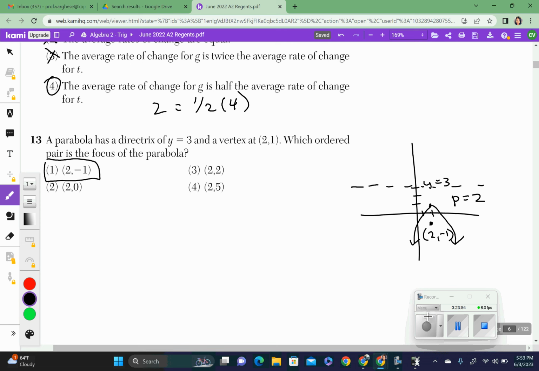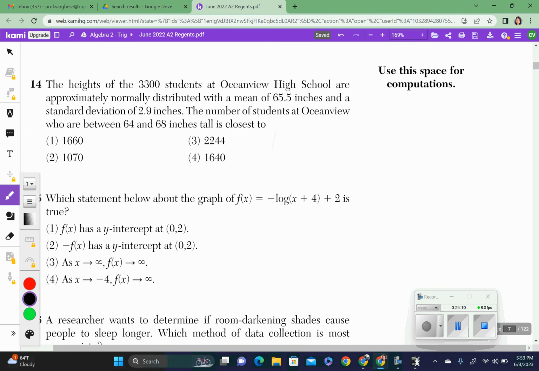And again, if that was confusing, definitely do this on a graph. But remember that they gave us the vertex, and the focus is the same distance away. So if this distance is 2, then this distance is going to be 2 as well. This might, again, be easier to see on graph paper. So do this on graph paper.